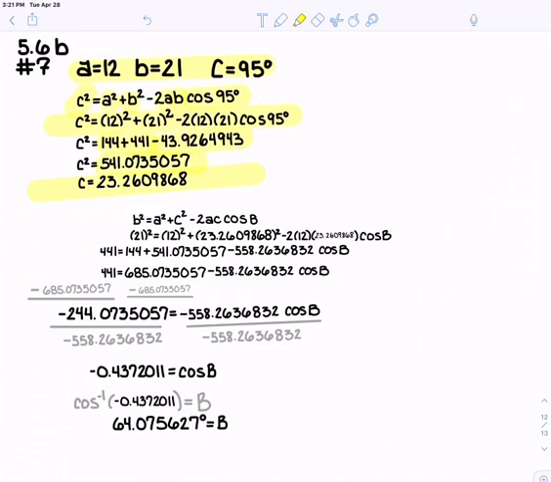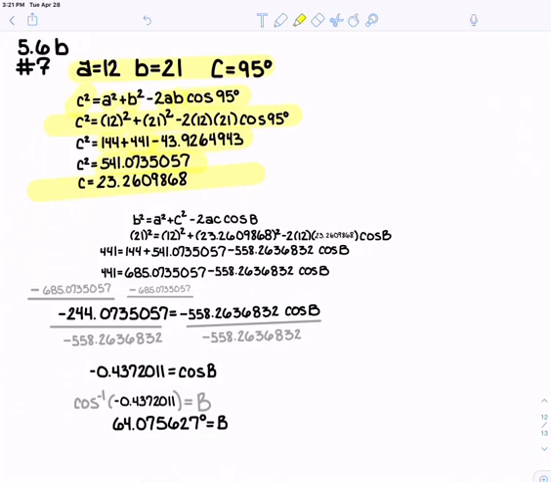23.2609868. To list your final answer for side length C, you're welcome to round, but if you are going to reuse this number, you need to use as much as you can. Use all of the places that the calculator gives you. Okay, so now there are a few more things that we don't know. We don't know angle B, we don't know angle A, and we don't know side C.